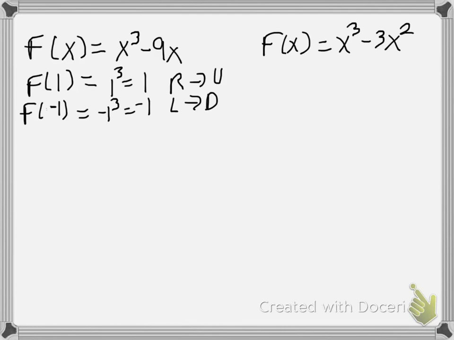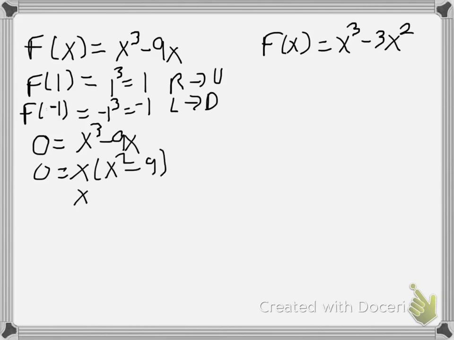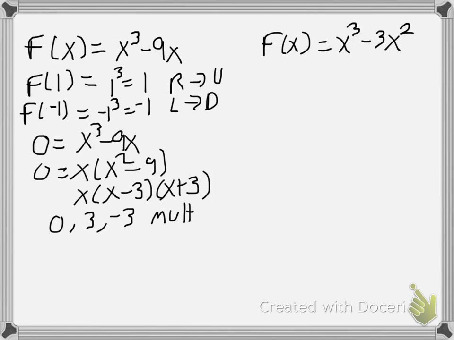Then the next thing you need to do is find your zeros. In order to do that, you set the function equal to 0. So 0 equals x cubed minus 9x. So 0 equals x times x squared minus 9. And I get x times x minus 3 and x plus 3. So I get 3 zeros: 0, 3, and negative 3, and they all have a multiplicity of 1.